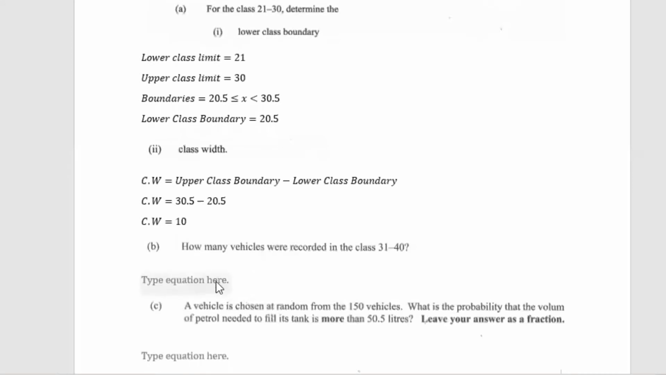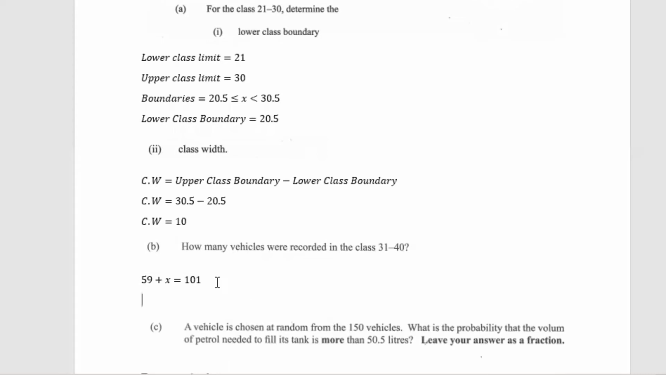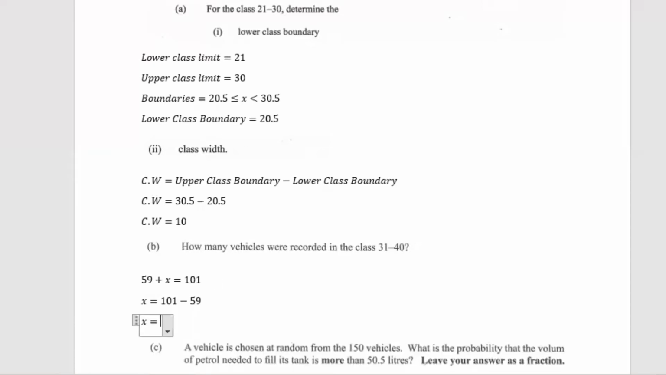So how many vehicles were recorded in the class? It would have been 59 plus x, which is the frequency for the class 31 to 40, and that gave us 101. So we're going to solve for x. We subtract 59 from both sides of the equation, so x is equal to 101 minus 59, and when you do that subtraction, you'll get 42. So therefore 42 vehicles were recorded in the class 31 to 40.